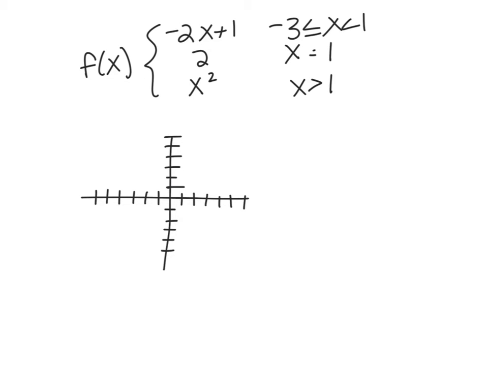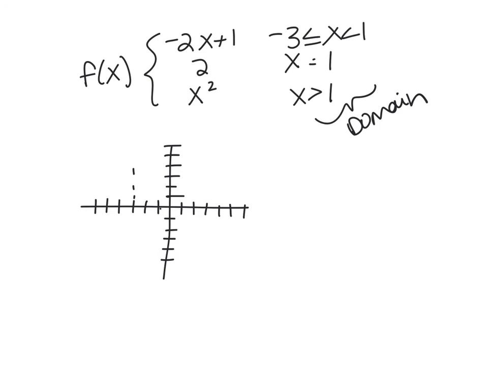So first, let's just look for where the domain's going to switch. If you look over here at all these domain values, we know at negative 3 something's going to happen. So negative 3. And we know at 1 something's going to happen. So over here at 1. And you don't have to draw those lines, it just helps give a visual.